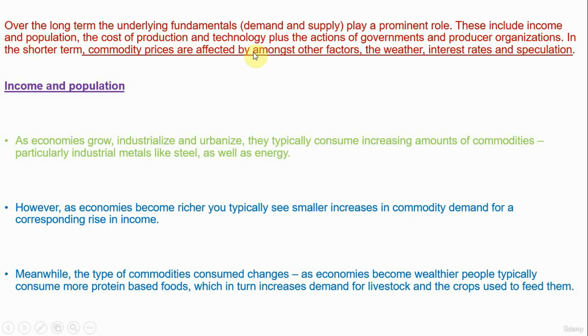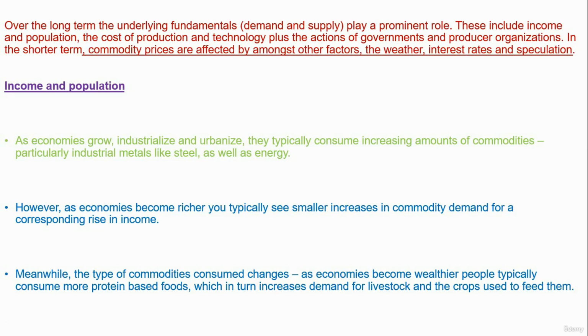Friends, as a commodity trader, we should know what factors are affecting commodities, so it will be better for us in trading. These factors play a huge role in understanding the fundamentals. Fundamental means demand and supply flow in the commodity, and this includes income, population, cost, and production and technology.